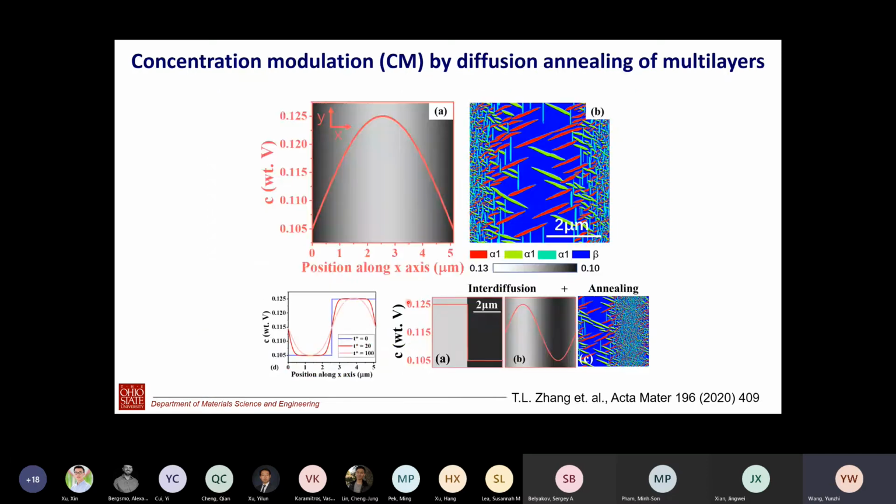And if you look at the first one, we can produce it by interdiffusion. You start with multilayers, you do annealing, and you can convert a square concentration wave into this sinusoidal wave. If you do annealing, then you can have this kind of microstructure develop: very coarse alpha plus beta, very fine scale alpha plus beta.